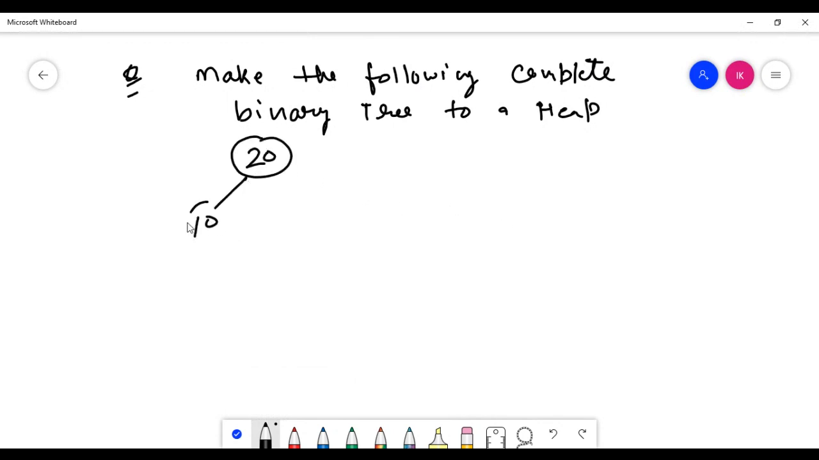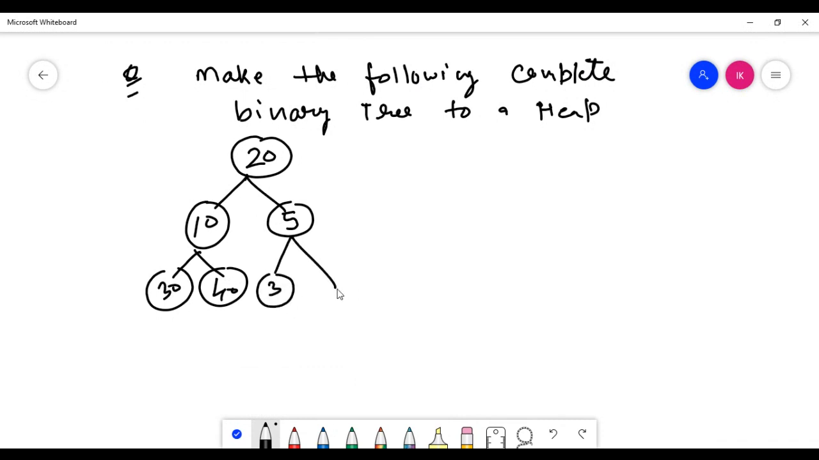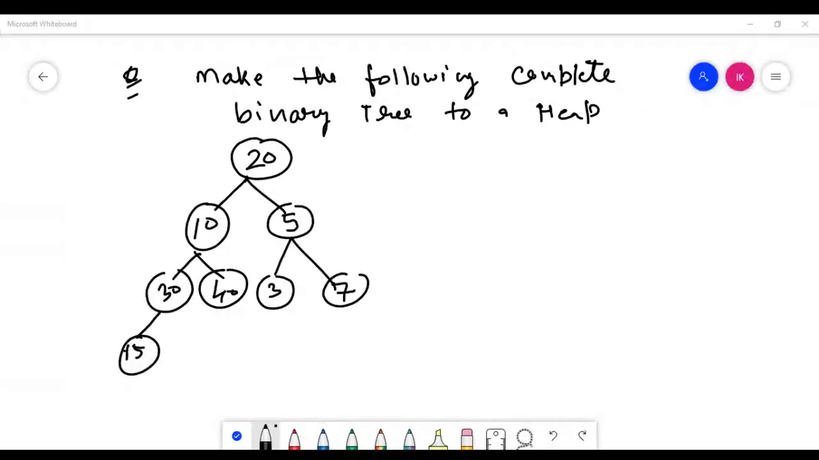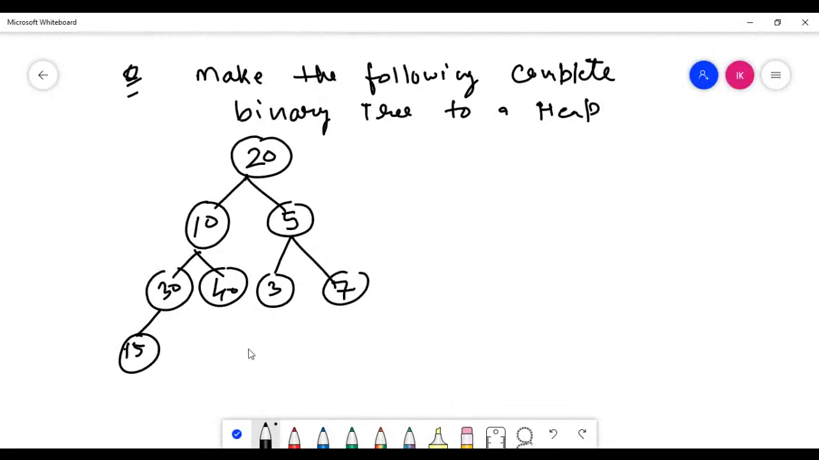20, 10, 5, 30, 40, 3, 7, and here 15 will go here. Suppose this is another complete binary tree. This is a complete binary tree. Sorry about the complete part. Okay, let me check your answer. Okay, good. This is a complete binary tree.